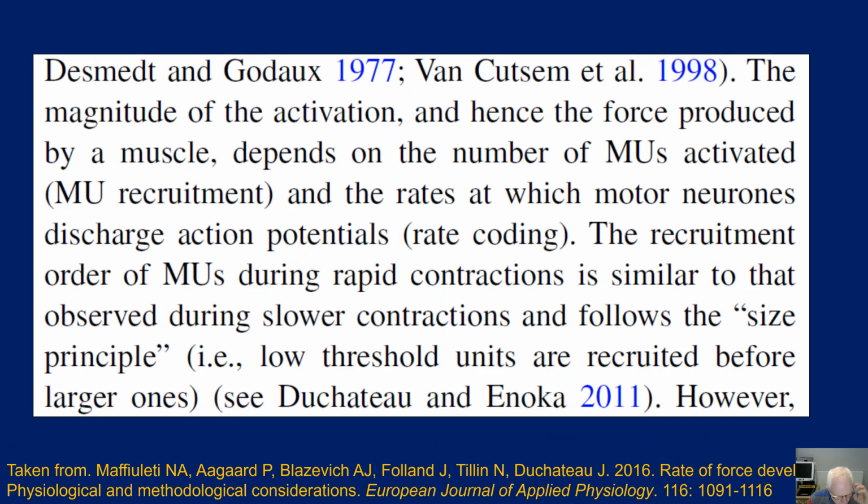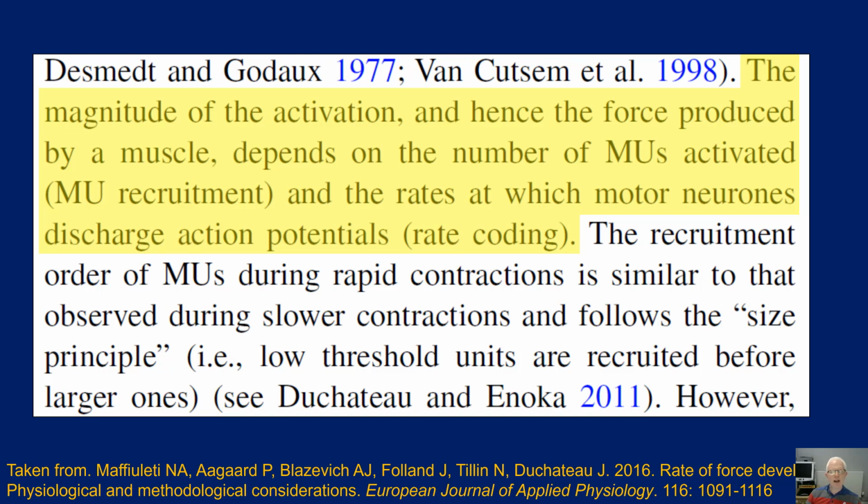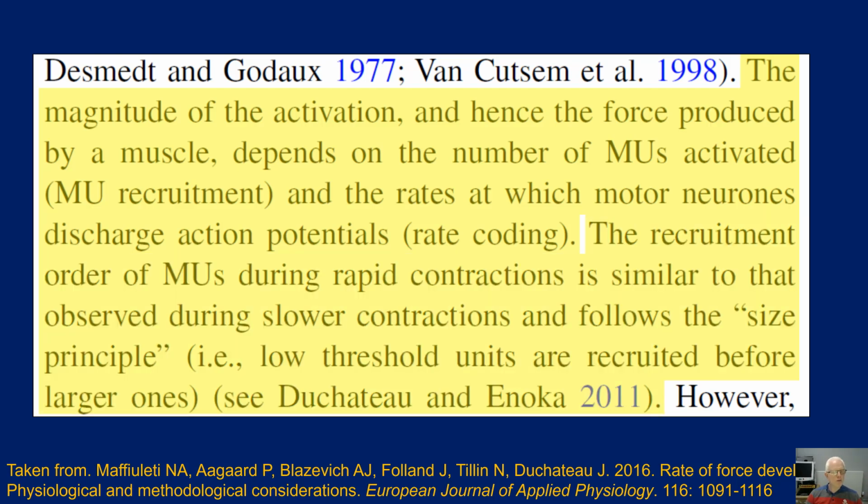In fact, if we look at this statement here, which was published in EJAP not that long ago, it's really important. The magnitude of the activation, and hence the force produced by a muscle, depends on the number of motor units activated. That's Henneman's size principle. And also on the rate at which the motor neurons discharge action potentials, rate coding. So how quickly can we actually innervate the fibre? The recruitment order of motor units during rapid contractions is similar to that observed during slower contractions and follows the size principle, i.e. low threshold units are recruited before larger ones.